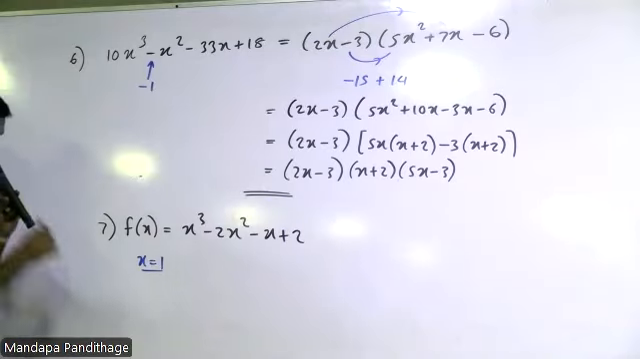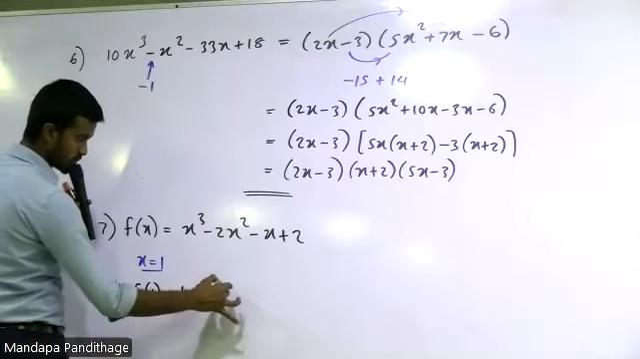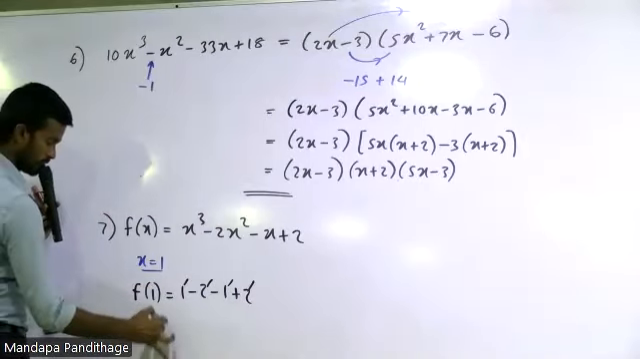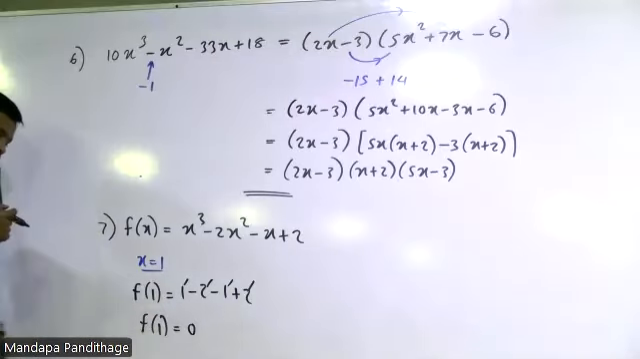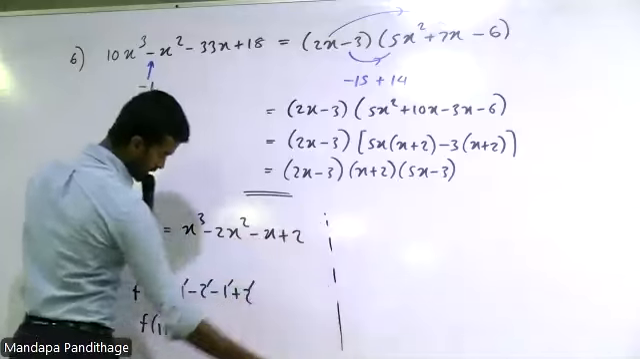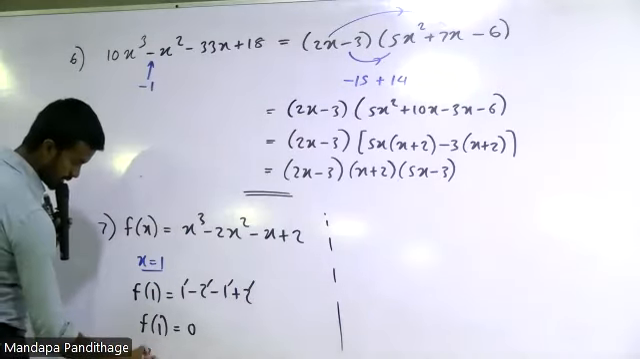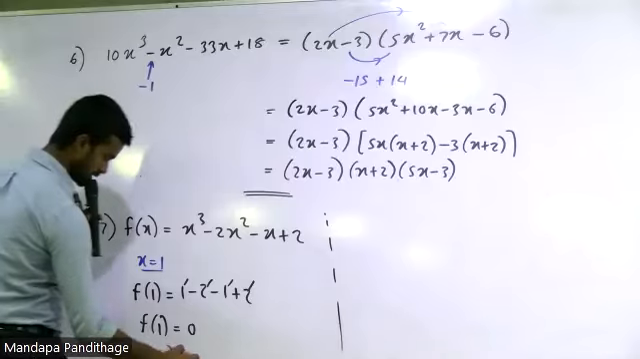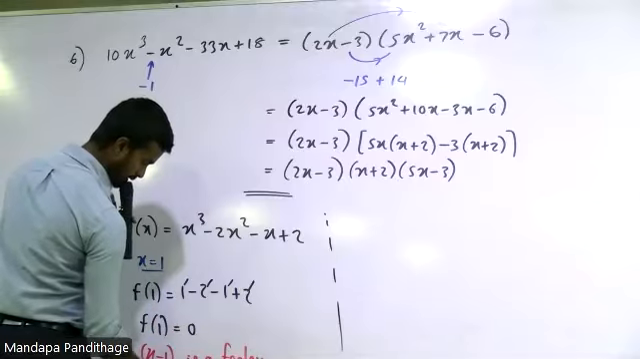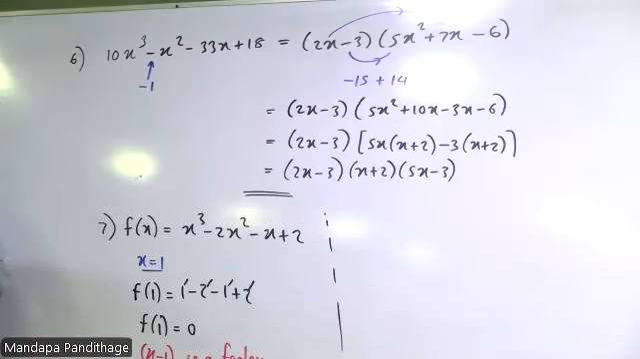When you consider x equals 1, f(1) becomes 1 minus 2 minus 1 plus 2. So this cancels off, it's 0. f(1) is equal to 0. That means if f(1) is equal to 0, then you can say that x minus 1 is a factor. Clear? Okay. And then we need to completely factorize it.